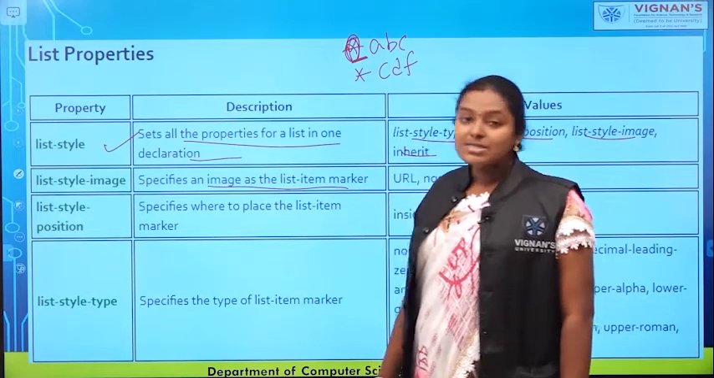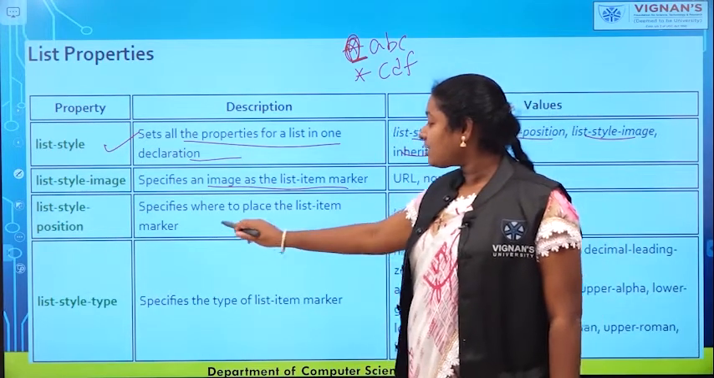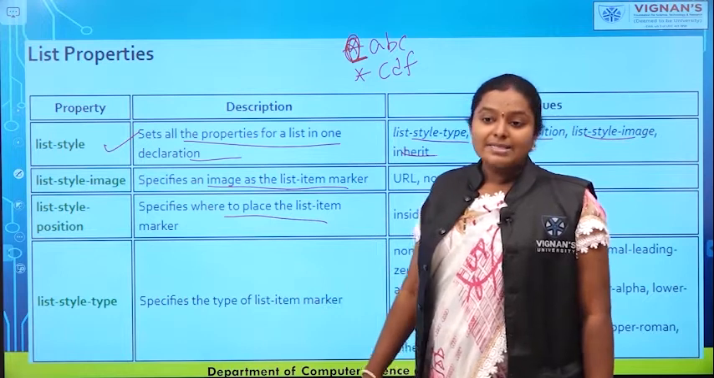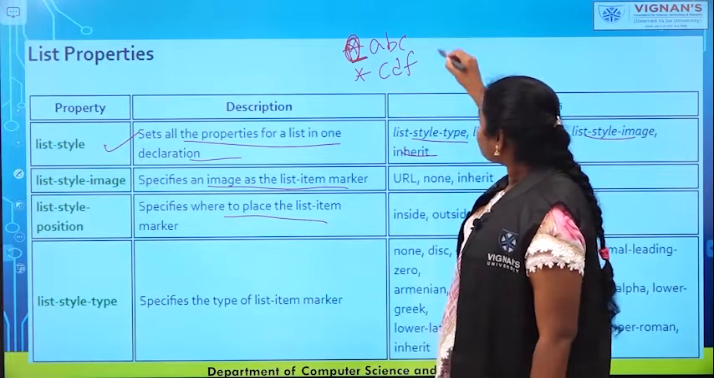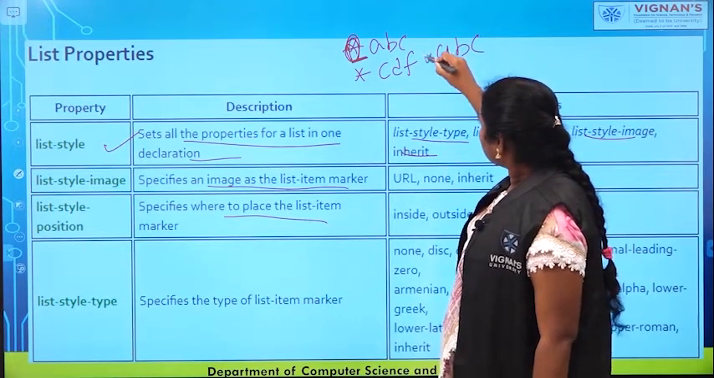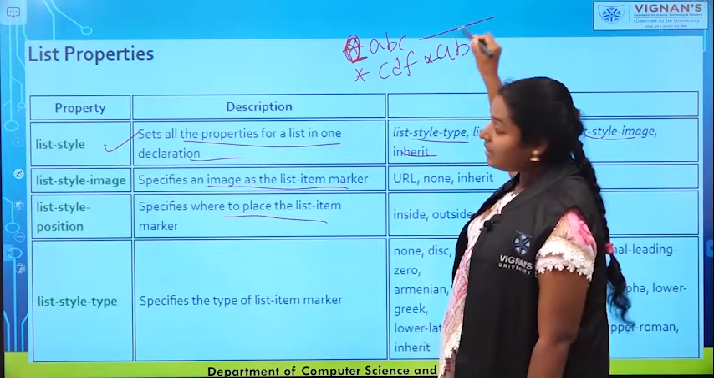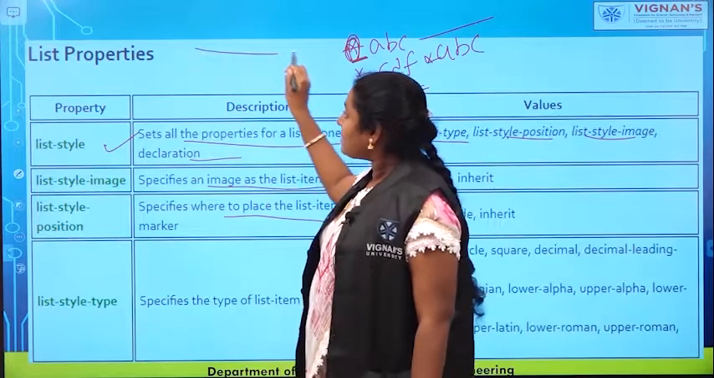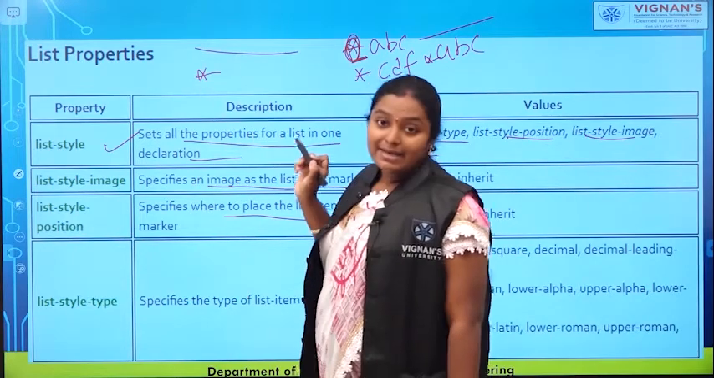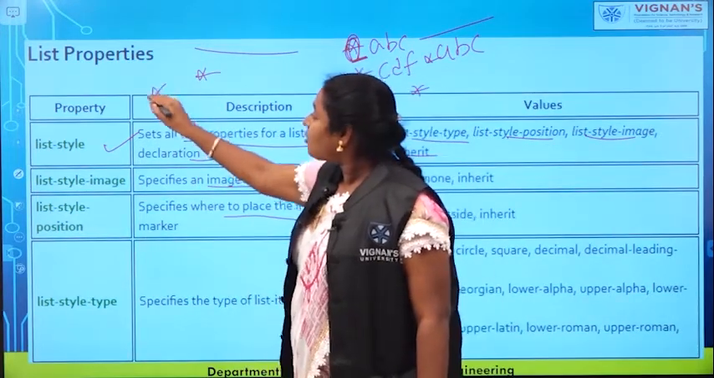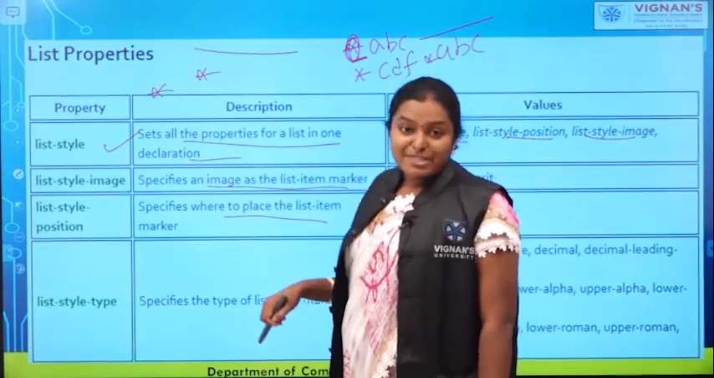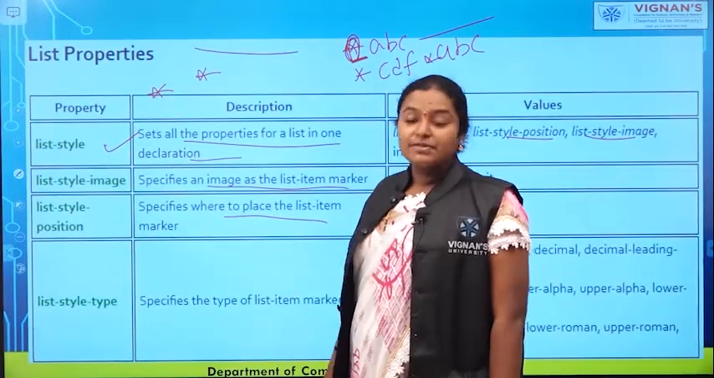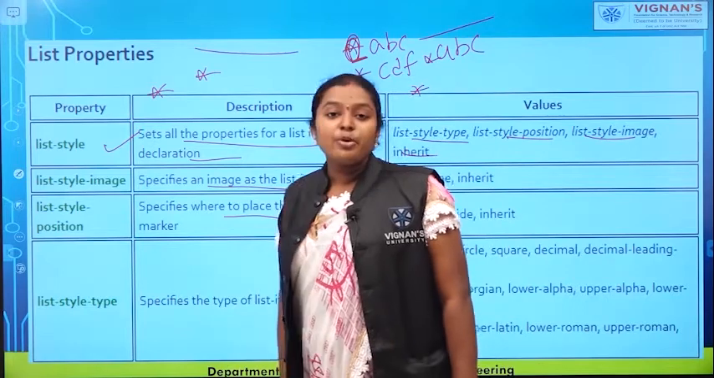Next one is list-style-position. Position is nothing but where to place the list item marker, like under the text or outside the text. If you write a line like this, this is called under the text, and this is called outside the text. Like this, you can specify the list marker position with the help of list-style-position.